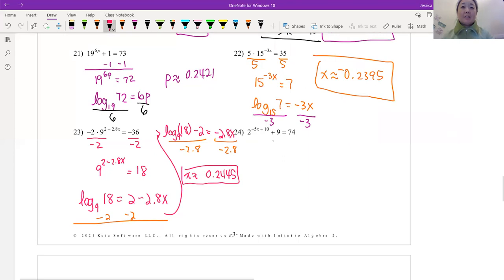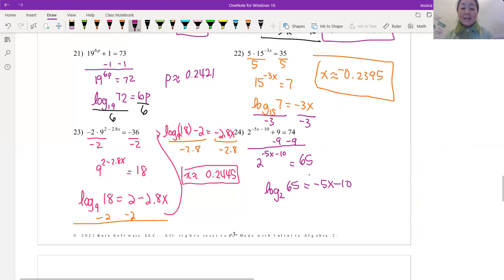And last one right here. These just get pretty complicated, don't they? But it's not bad. Remember? So again, we have this exponential here and we want to get rid of this +9. Got to get rid of all the other stuff, right? So we can change to logs. And if you go 2 to the -5x minus 10 is equal to, what is that? 65? 65. And so that's going to be, again, changing to logs. Log base 2 of 65 is equal to -5x minus 10.